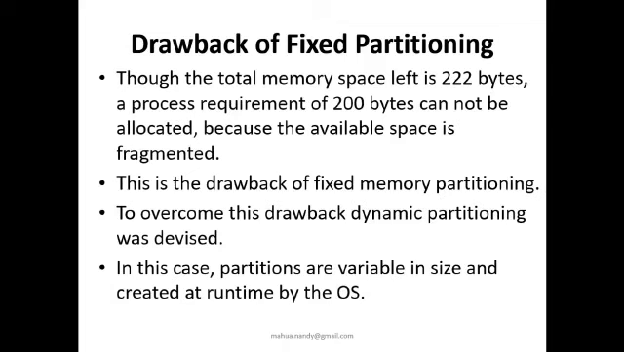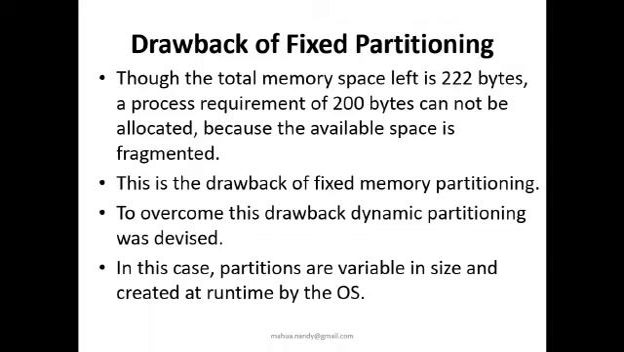Regarding the drawback of fixed partition. Though the total memory space left is 222 bytes, a process requirement of 200 bytes could not be allocated because the available space was fragmented. We have seen this scenario in our previous problem. This is the drawback of fixed memory partitioning. To overcome these drawbacks, contiguous allocation with variable partitioning was devised. It is also known as dynamic partitioning.